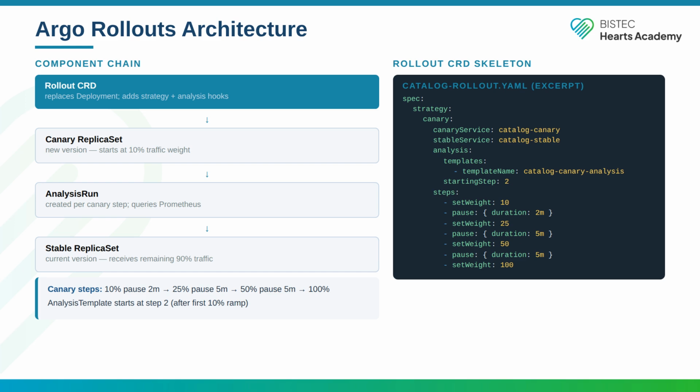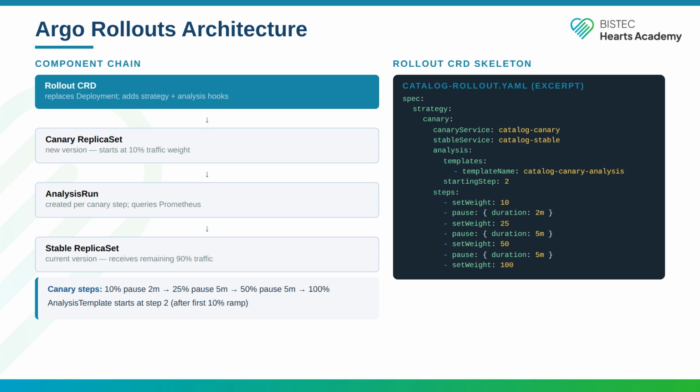The Canary steps shown here are exactly what you will deploy in the hands-on. Set weight to 10%, pause for 2 minutes. Set weight to 25%, pause for 5 minutes. Set weight to 50%, pause for 5 minutes. Set weight to 100%. The analysis template evaluation begins at step 2, starting step 2, which means the first 10% step is a soft landing. There is not enough traffic to get a meaningful signal that early, so analysis is deferred until 25%.